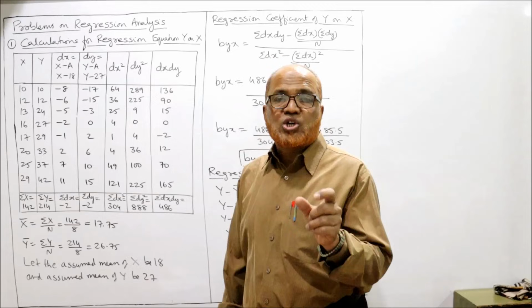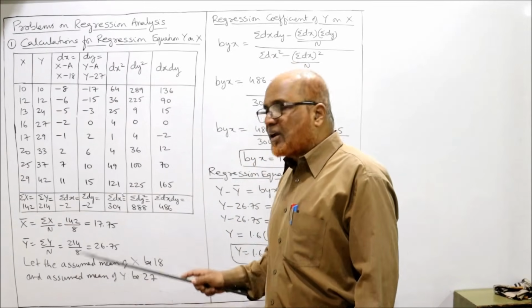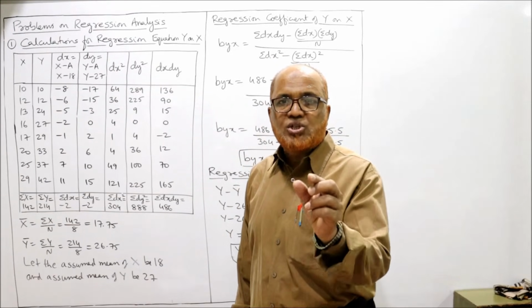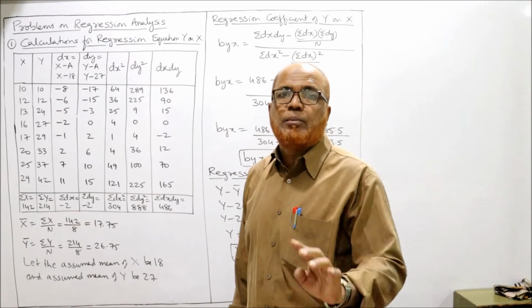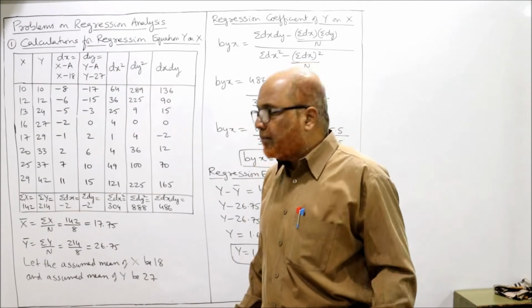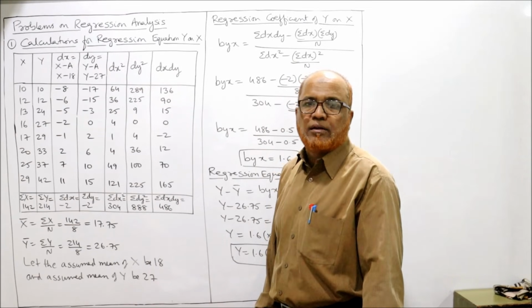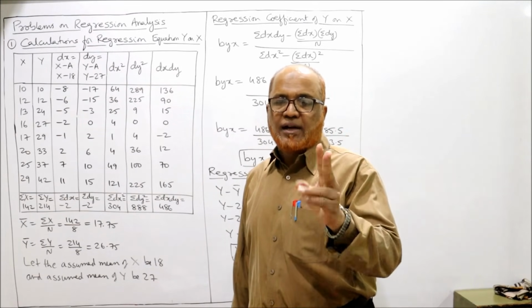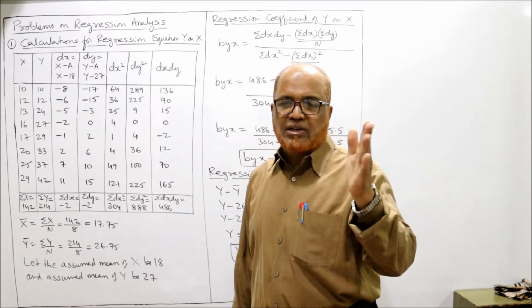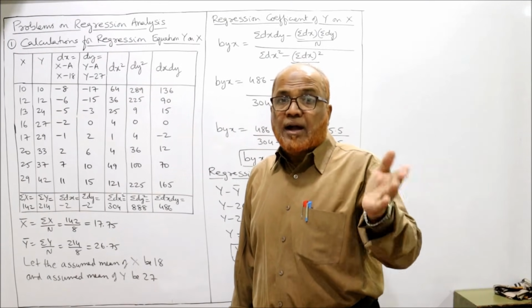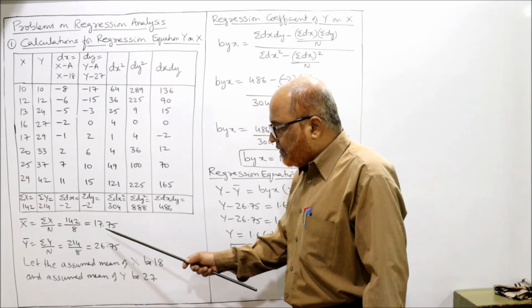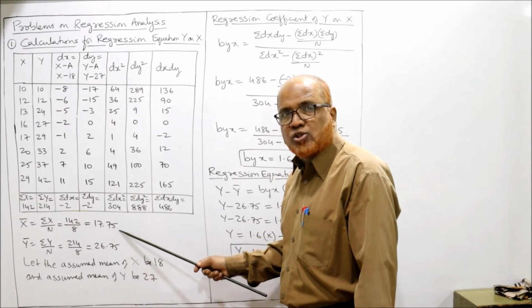We got it in fraction. Now, when the mean is a fraction, deviations should be taken from the assumed mean. In an upcoming problem where the mean is a whole number, deviations will be taken from the actual mean. So two types of deviations are there: deviations taken from the actual mean, and deviations taken from the assumed mean. When do we assume? When the mean comes in fraction, in decimal points, then we assume.